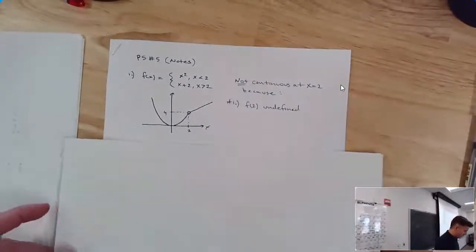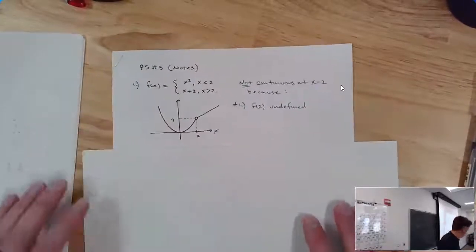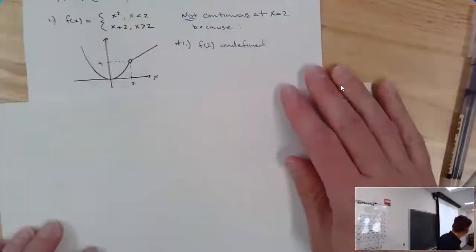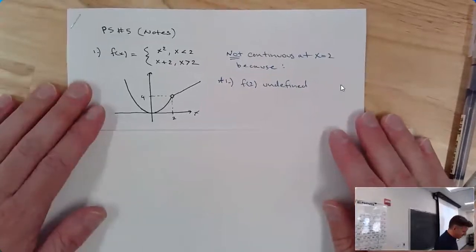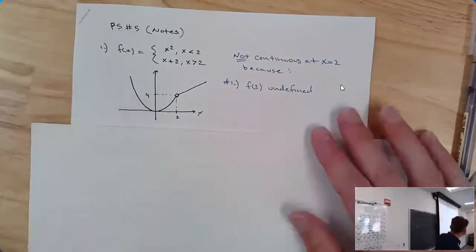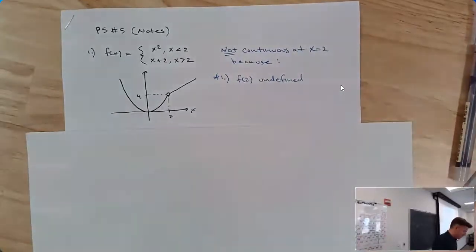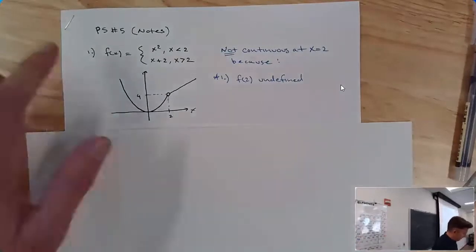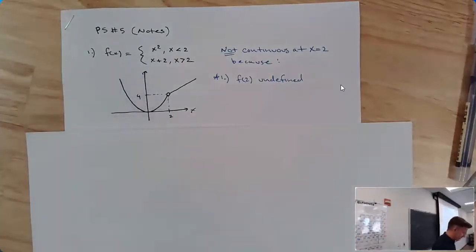So let's talk about continuity. So here is a nice piecewise function. I will point out when you're talking about continuity, a lot of your examples are going to be piecewise functions. So let's look at this piecewise function. It is f of x equal to x squared when x is less than 2, and f of x equal to x plus 2 when x is greater than 2.